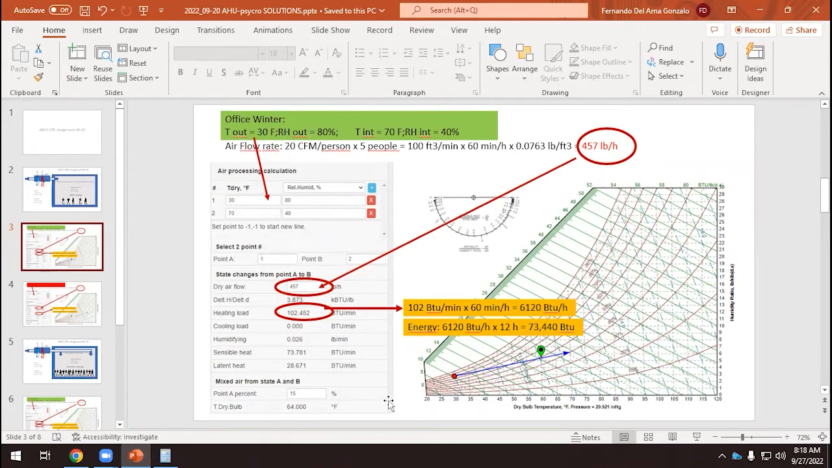Again, we have different units here, and we need BTU per hour. So we have to multiply times 60, and here we have 6,000 BTU per hour. If we keep this condition for 12 hours, we multiply this times 12, and 73,000 BTU. It's the energy that we need.